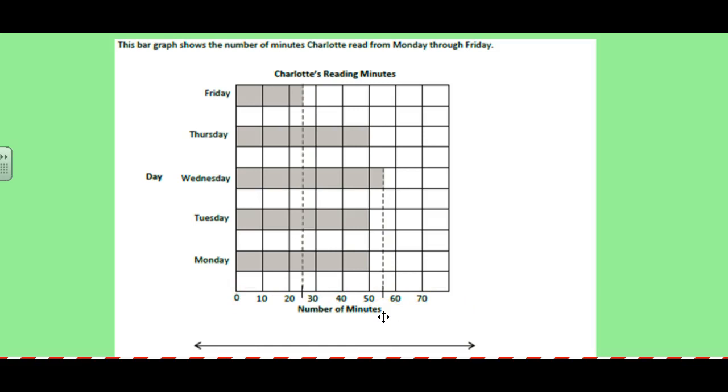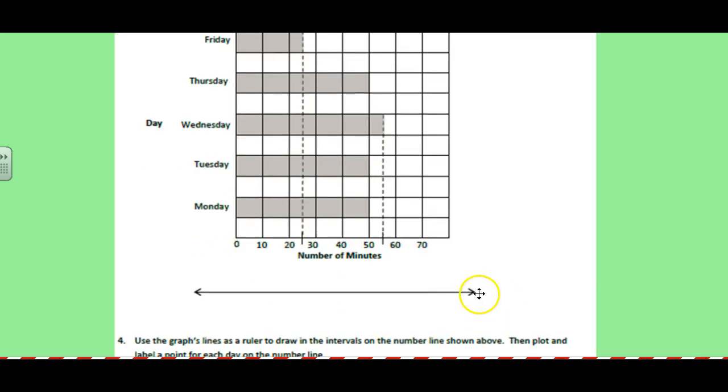This is skip counting by tens, so you know that if you're directly in between 10 and 20, that you've got 15. If you're in between 20 and 30, you've got 25. So you can kind of skip count by fives in the middle of each number on the scale. And then there's a number line that we're going to be doing something with that's really easy once we've taken a look at the bar graph and answered some questions.